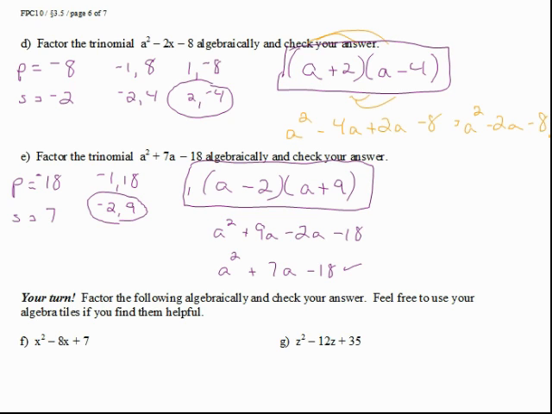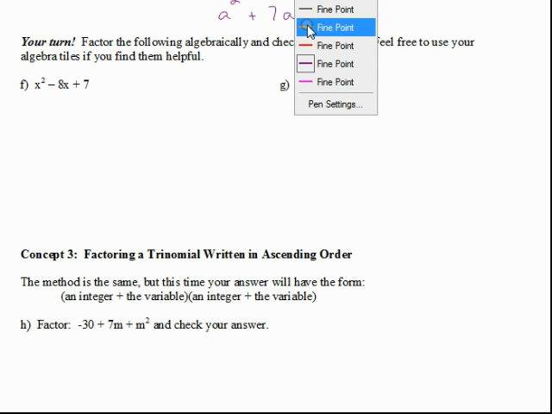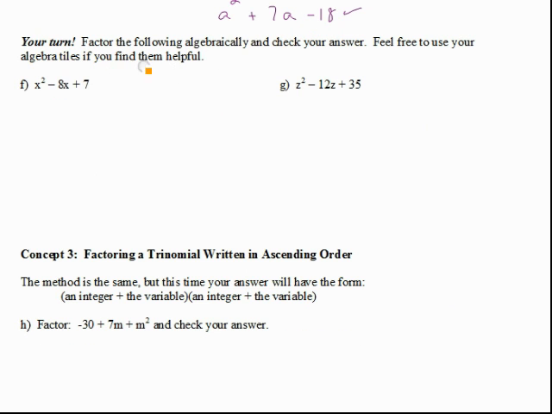All right, your turn. Go ahead and do the next two questions and then come back and check your answers. Starting in 3, 2. So this one equals x minus 1 times x minus 7.